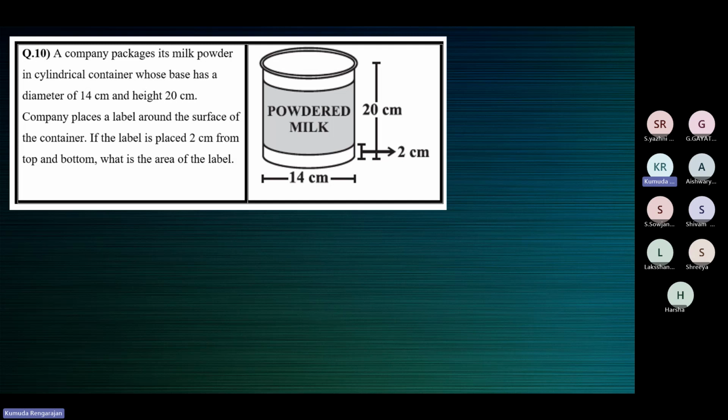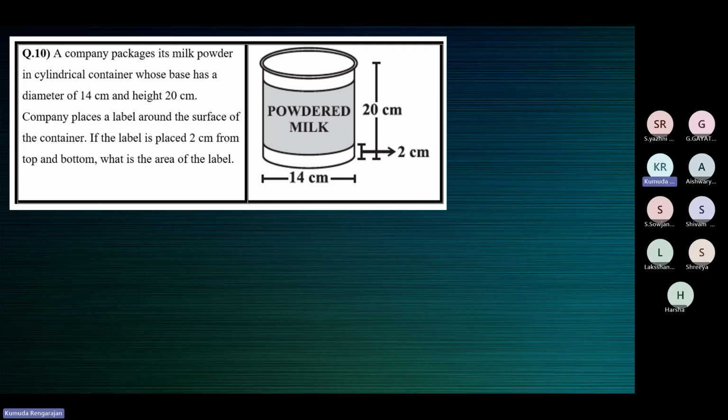So to find the area of the label, you have to find the CSA of the cylinder, because the label will take the shape of the cylinder. The label is stuck to the curved surface area. So the label is cylindrical. It's on the body of the cylinder.